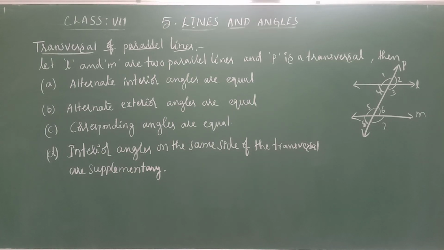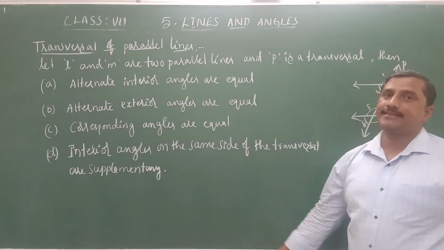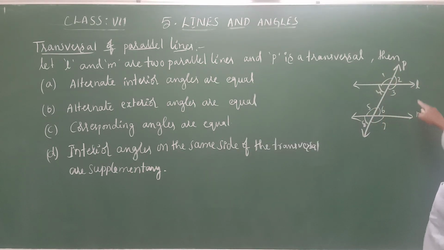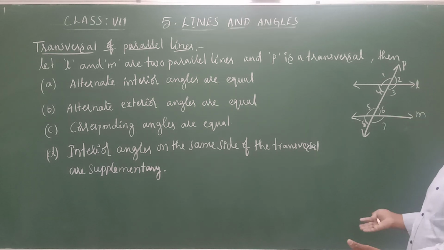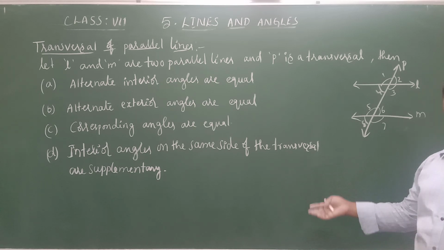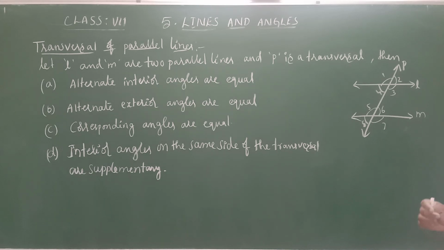Now we will discuss transversal of parallel lines. Let L and M be two parallel lines and P a transversal. Then, as usual, alternate interior angles will be formed, alternate exterior angles will be formed, corresponding angles will be formed, and interior angles on the same side of the transversal are also formed.